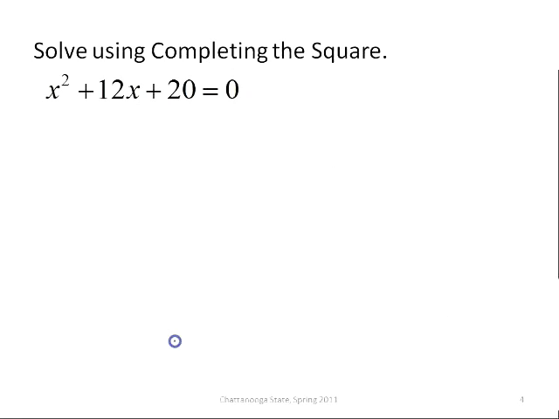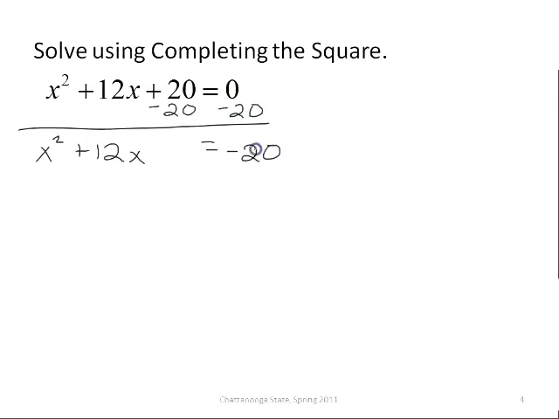Let's look at one more. x squared plus 12x plus 20 equals 0. This time I have a leading coefficient of 1. So all I need to do to get it ready here is subtract the 20 from both sides of the equation. So I have x squared plus 12x, I'm going to leave some space here, equals negative 20. Now, I want to add half of b squared to both sides of the equation.